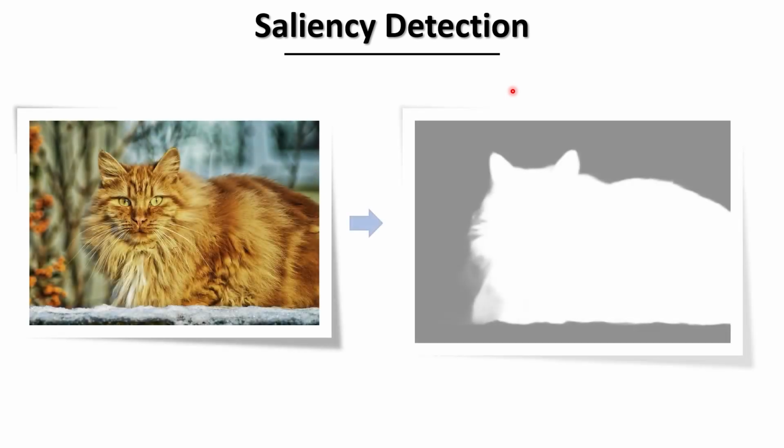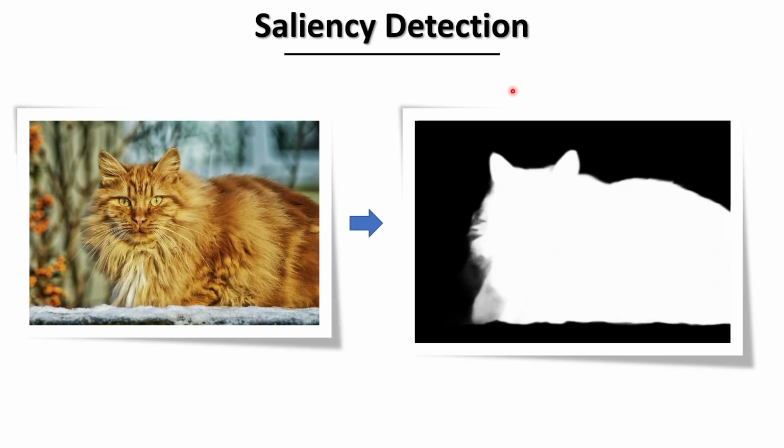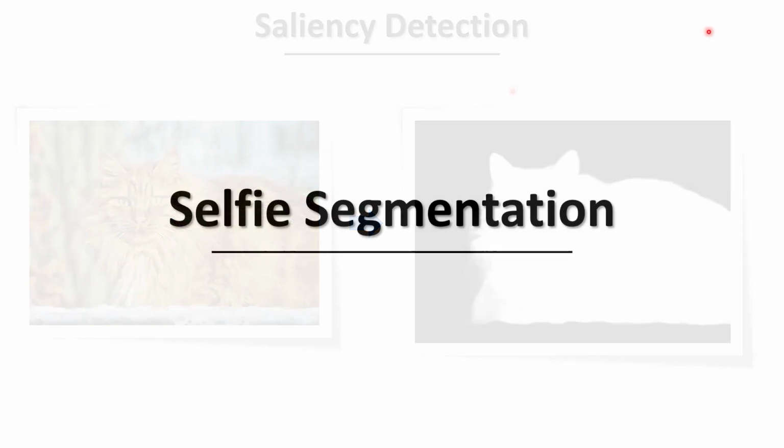Let's take a look at another example of this saliency detection. In this image, the thing that stands out is the cat and the rest of the background is ignored. Now that we have gone over the basic segmentation techniques, let's try to understand what selfie segmentation is.